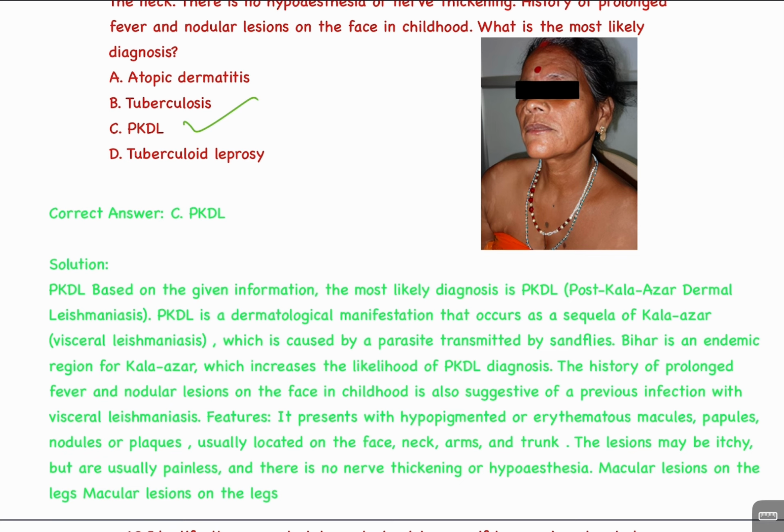The history of prolonged fever and nodular lesions on the face in childhood is also suggestive of a previous infection with visceral leishmaniasis. Features: it presents with hyperpigmented or erythematous macules, papules, nodules, or plaques, usually located on the face, neck, arms, and trunk. The lesions may be itchy but are usually painless, and there is no nerve thickening or hypoesthesia. Macular lesions on the legs.